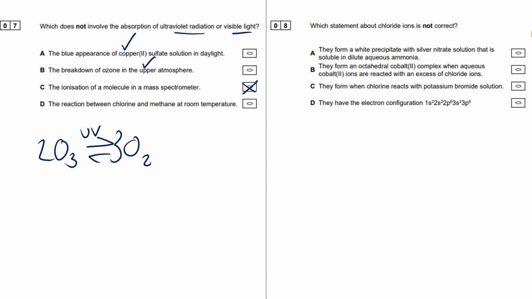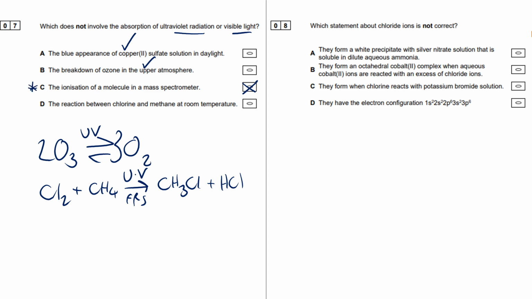Just eliminate option D first. So chlorine would not normally react with methane at room temperature. However, you will get a reaction where the chlorine and a hydrogen swaps around. That's free radical substitution, involves the absorption of UV light to form two chlorine radicals.